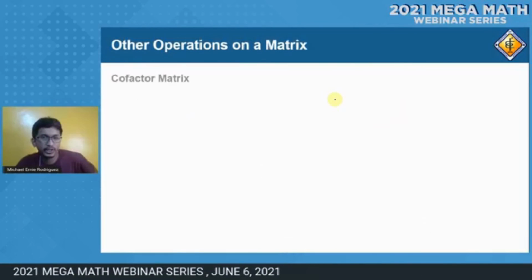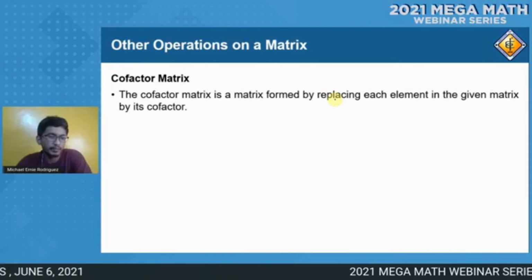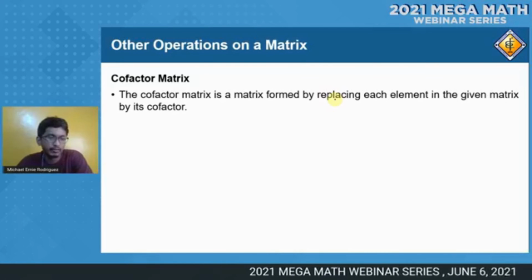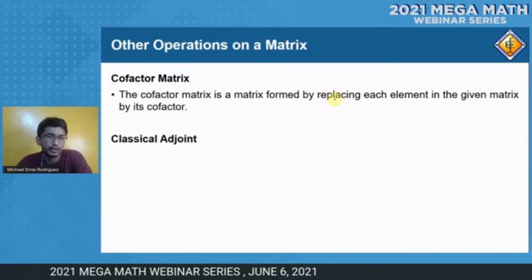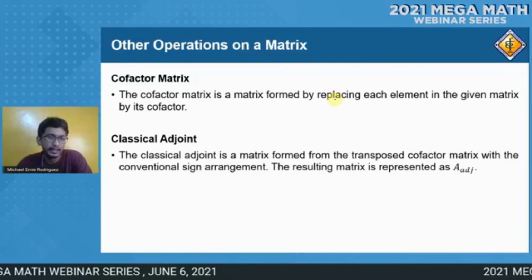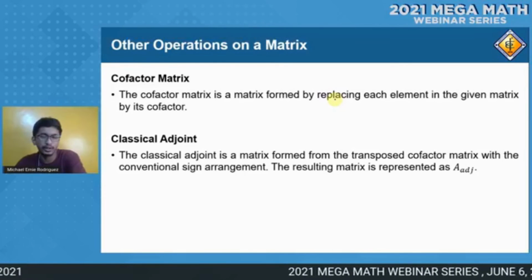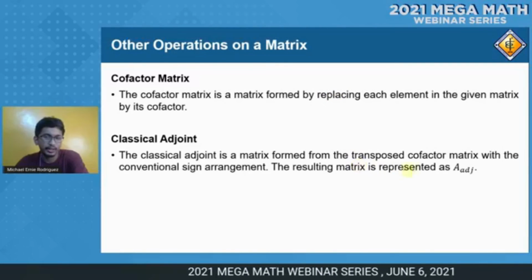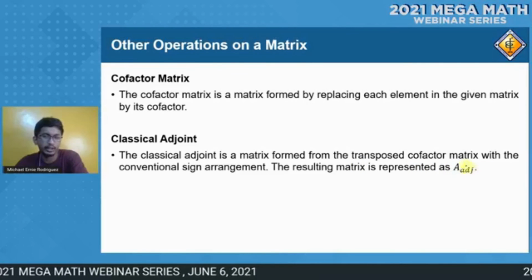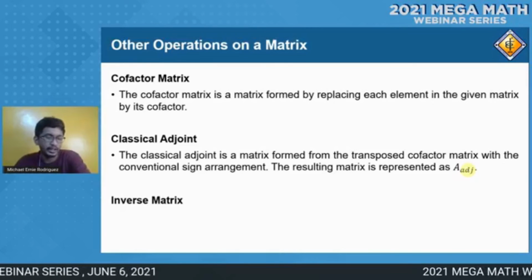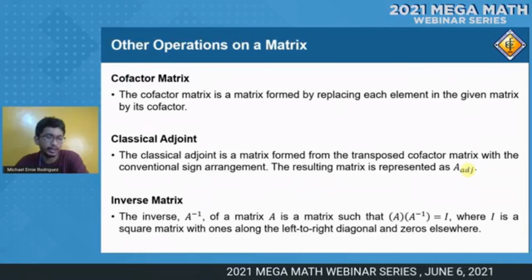Okay. So, other operations again, we have the cofactor matrix. So, the cofactor matrix is a matrix formed by replacing each element in the given matrix by its cofactor. And then the classical adjoint, that is a matrix formed from the transposed cofactor matrix with the conventional sign arrangement. The resulting matrix is represented as A sub ADJ, or that is adjoint. And then last is the inverse matrix. So the inverse, A raised to negative 1.